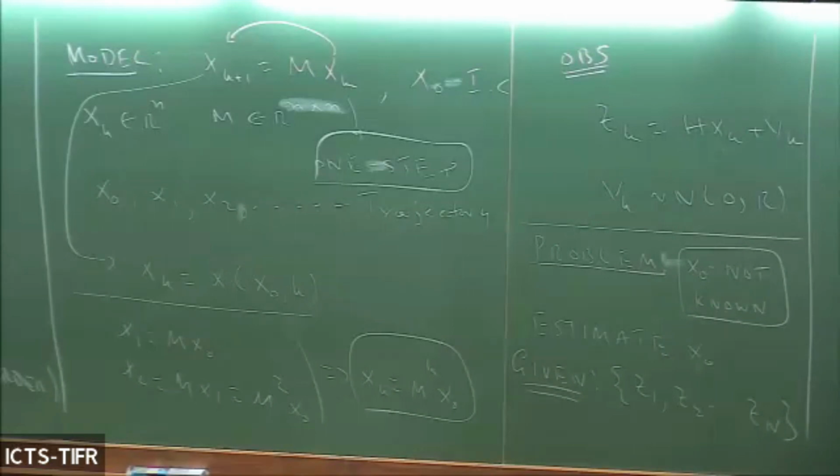You can formulate the problem in a Bayesian framework. You can formulate the problem in a least square framework. You can formulate the problem in what's called the maximum likelihood method of estimation. So estimation theory, which is part of mathematical statistics, is one of the very well developed branches in statistics.